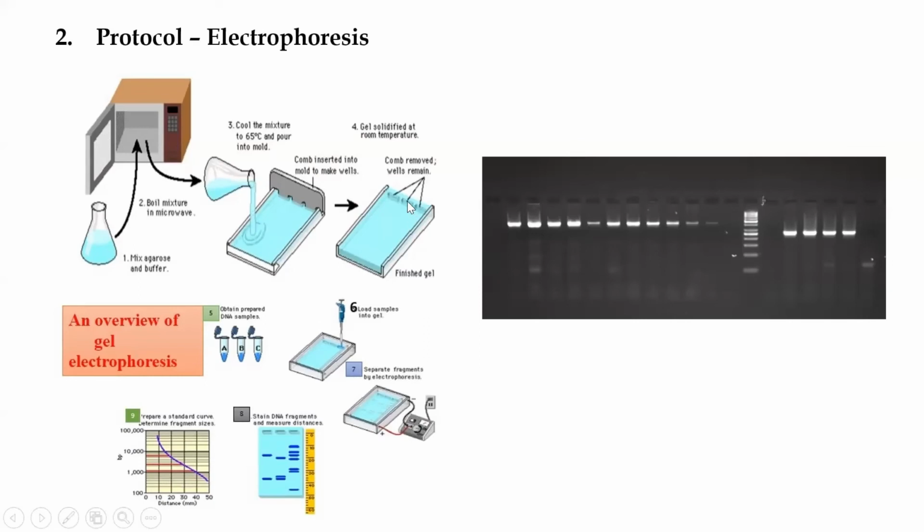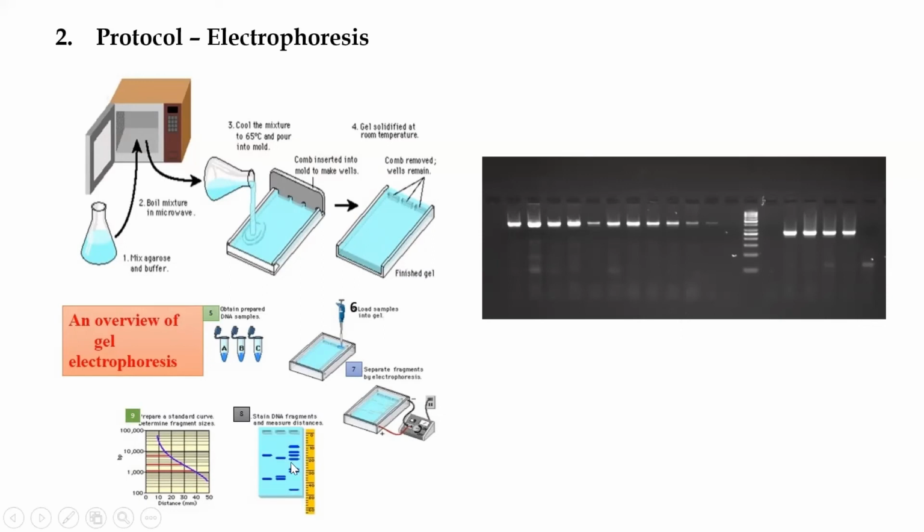Now, this DNA then migrates on this gel. Same principle: the higher the number of base pairs in the DNA, the bulkier the DNA, and it will run behind. The smaller the DNA, that is, the fewer the base pairs, the further ahead it will run. Again, electrophoresis is done, and DNA will run from the negative end to the positive end.